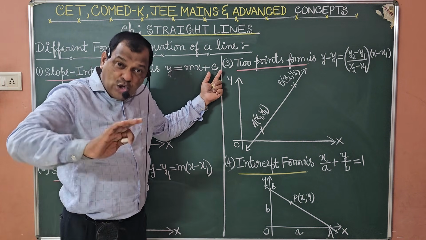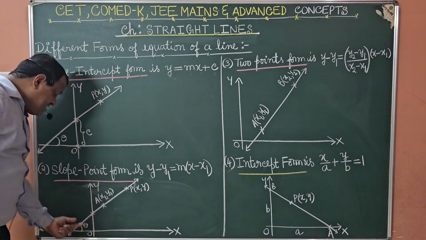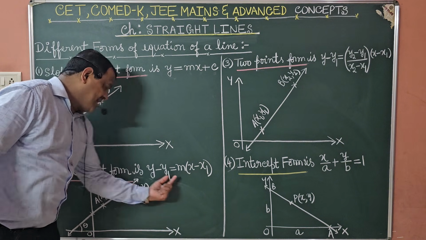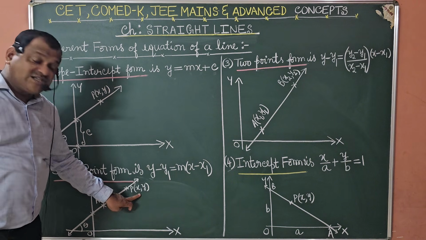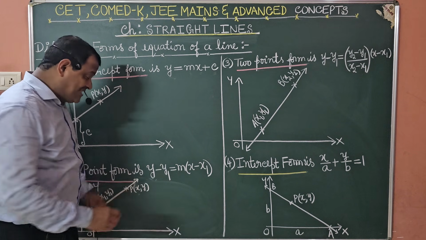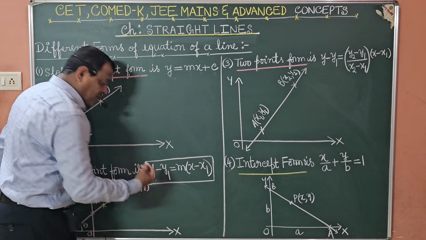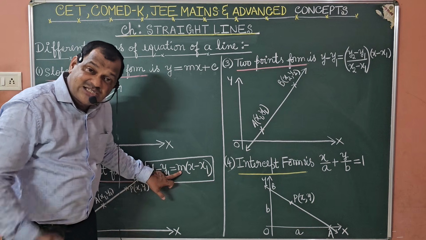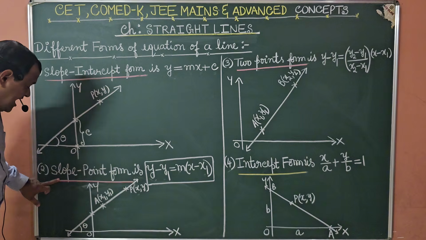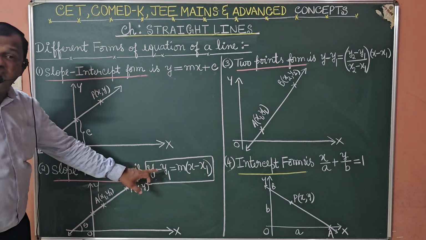Sometimes they don't give, say, the y-intercept made by the line. But assume they have given the angle theta made by the line, and one point on the line is given, say x1, y1. This is a fixed point. P of x comma y is a moving point. Then we get the equation of the line as y minus y1 equal to m into x minus x1. And what all are there in this line? Slope is there, m, and fixed point is there, x1, y1. That is why its name is slope-point form, or it is also called one point form.